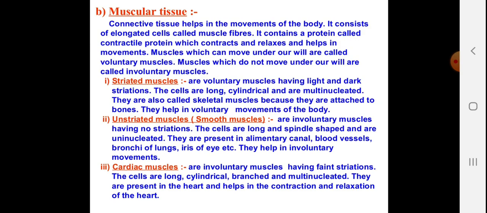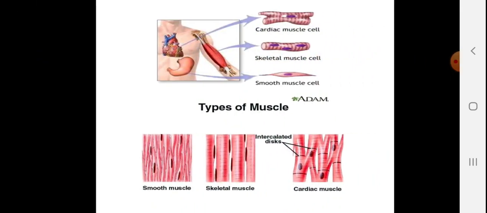The third is the cardiac muscles. You can easily find out that they must be present in the cardiac tissues. They are involuntary muscles having faint striations. The cells are long, cylindrical and branched, multinucleated. That means more than one nucleus is present in them. They are present in the heart and help in the contraction and the relaxation of the heart. That is the pumping of the heart.